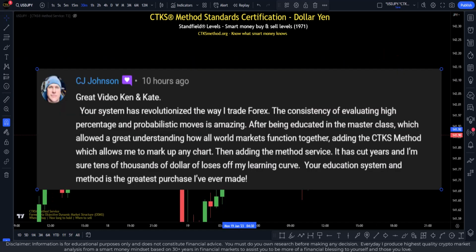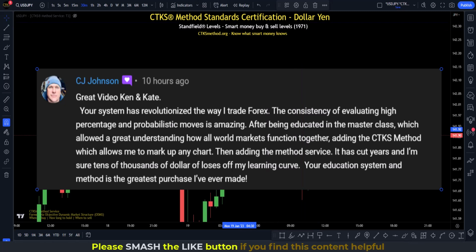One thing to remember, dollar yen and all of these charts are marked up since the inception of price history, dollar yen from 1971.